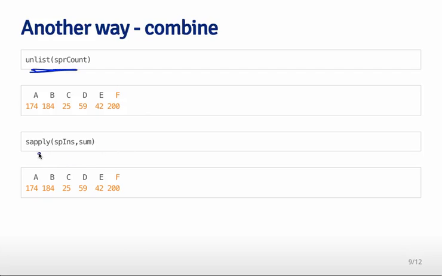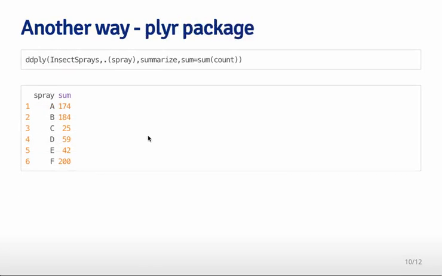One thing that will combine a couple of those steps together: after you've taken the data and split it up, you can just use the sapply command, which will do both the apply and the combine components of the split, apply, combine. The plyr package provides a nice interface for doing this sort of action in one step.